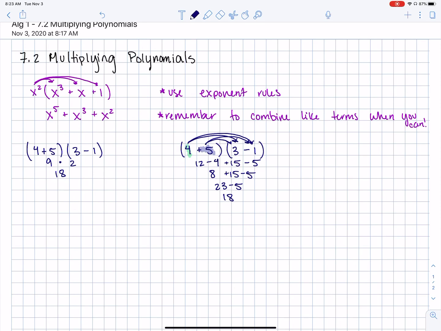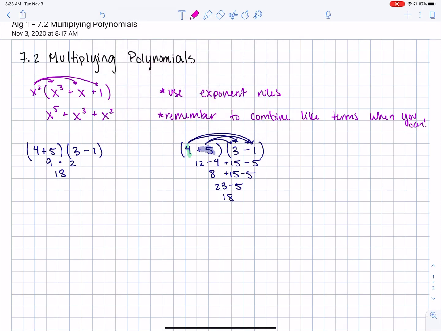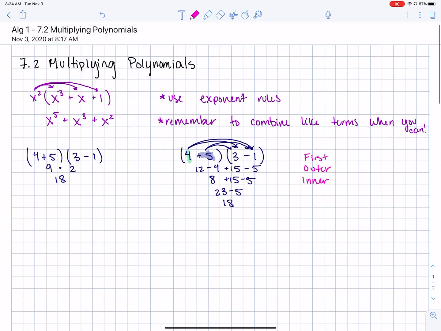And I want us to notice how we did that. Switch to pink here. We multiplied the first terms together, so the 4 times the 3. And then we did the outer terms together, the 4 times the negative 1. And then the inner terms, the 5 times the 3. And then the last terms, which are 5 times negative 1. And that actually comes up with the acronym FOIL.